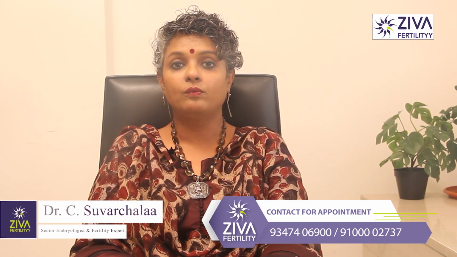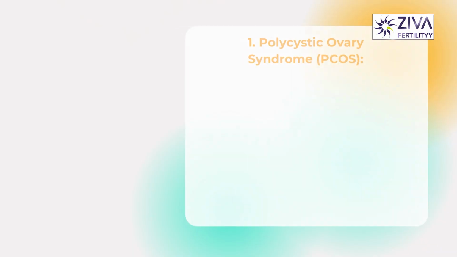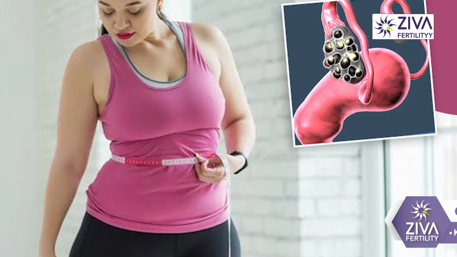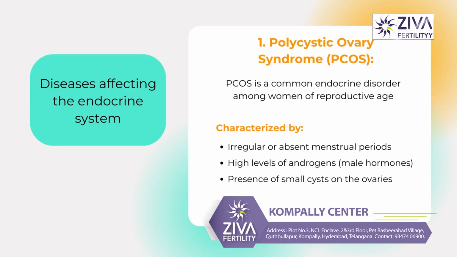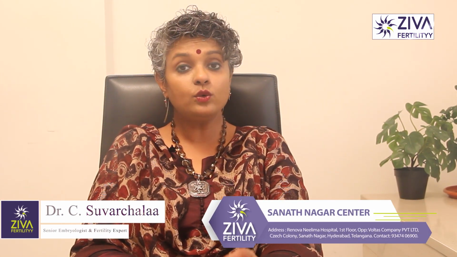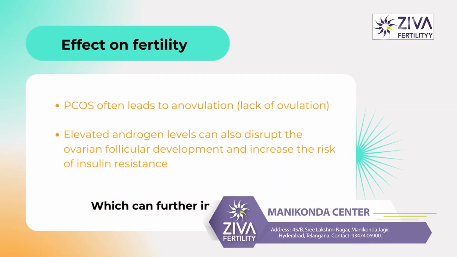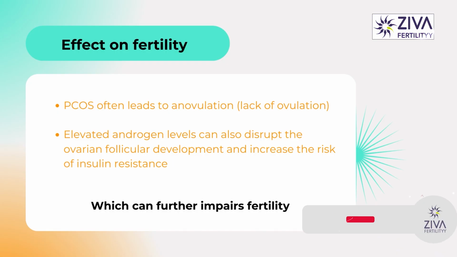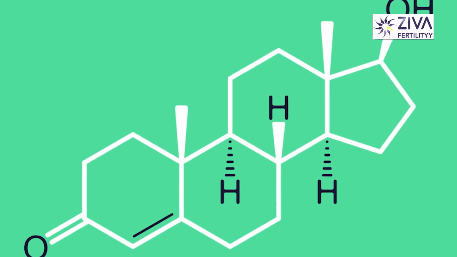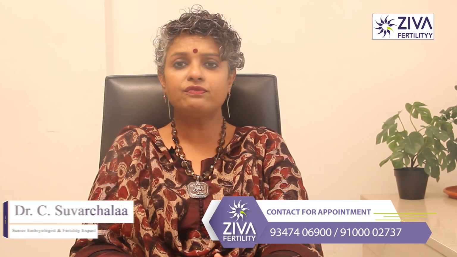Polycystic ovarian syndrome. Now, PCOS is a common endocrine disorder among women of reproductive age. It is characterized by irregular or absent periods, high levels of androgens, which are male hormones, and the presence of small cysts in the ovaries. PCOS often leads to anovulation, meaning the lack of ovulation. The egg is not released in such conditions, making it difficult for women to conceive. Elevated androgen levels can also disrupt ovarian follicular development and increase the risk of insulin resistance, which further has an effect on fertility.